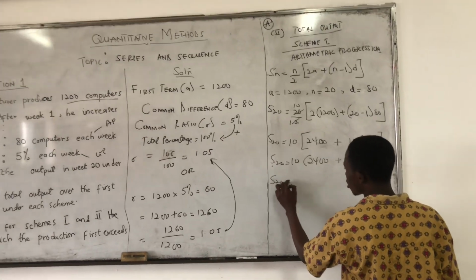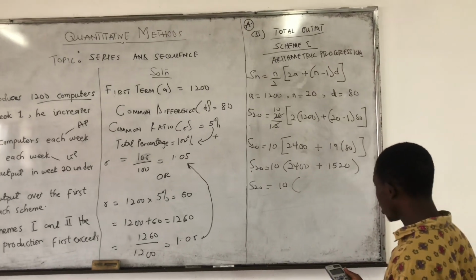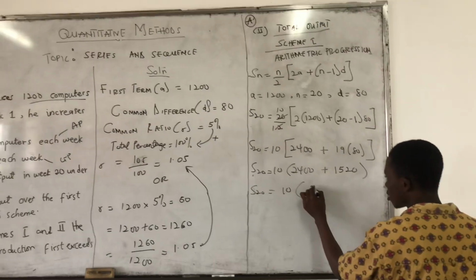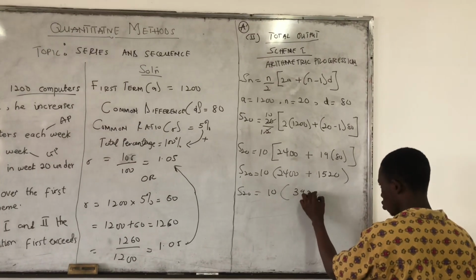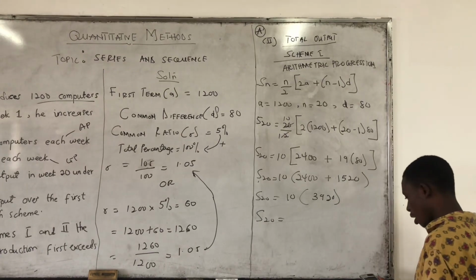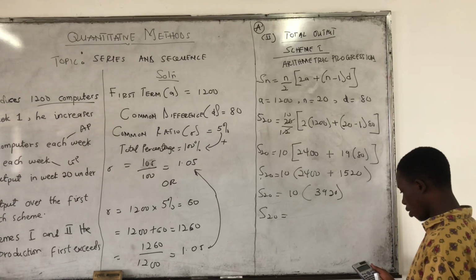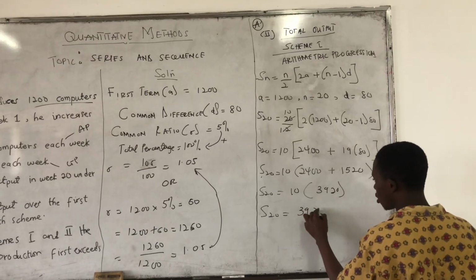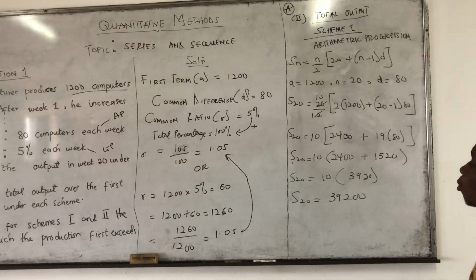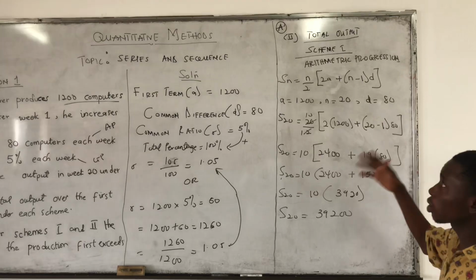So S20 is equal to 10 times 2,400 plus 1520. So we are getting 3920. So S20 is equal to 10 times 3920. What are you getting? 39200. So that is the total output using scheme 1. How you got it.